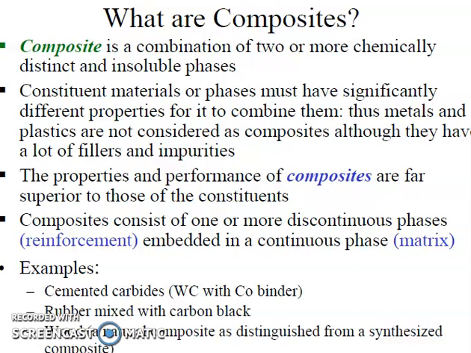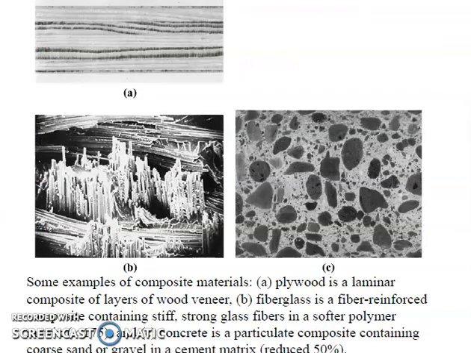We call it the matrix, and based on this, examples of composite material are cemented carbides. Cemented carbides mean tungsten and tungsten carbide along with cobalt as a binder, one example of a composite material. Rubber mixed with carbon black is another example of composite. Then natural composites are also available. For example, wood is an example of natural composite, where you will find the reinforcement as well as the matrix in it.